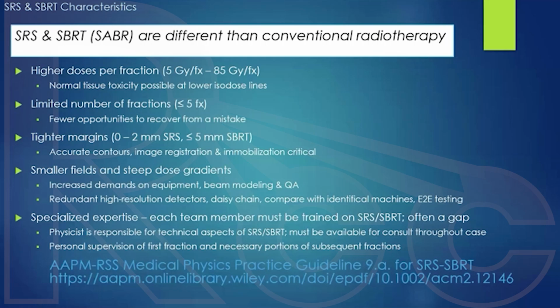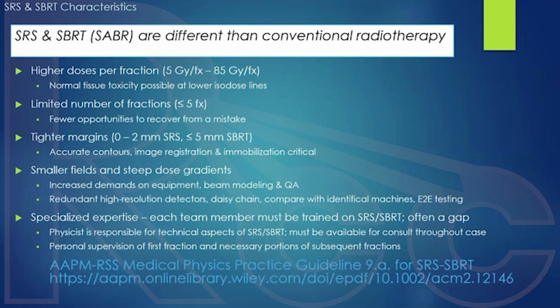Okay, so SRS and SBRT, with SBRT sometimes being called SABR, meaning stereotactic ablative radiotherapy, these techniques are different than conventional radiotherapy. And how are they different? So one, there's a higher dose per fraction with the stereotactic procedure, somewhere in the range of 5 gray per fraction when the target is near some radiosensitive organ at risk like the bowel, all the way up to 85 gray per fraction in a single fraction to, say, trigeminal neuralgia in the brain.